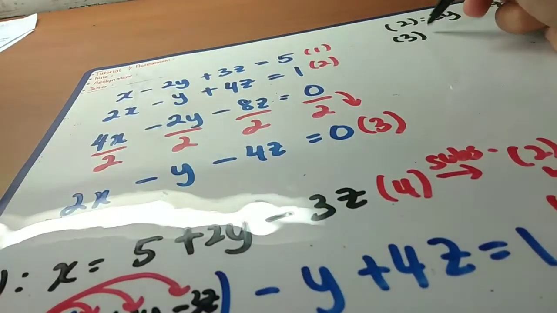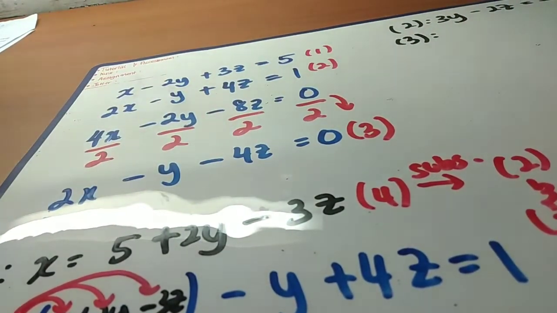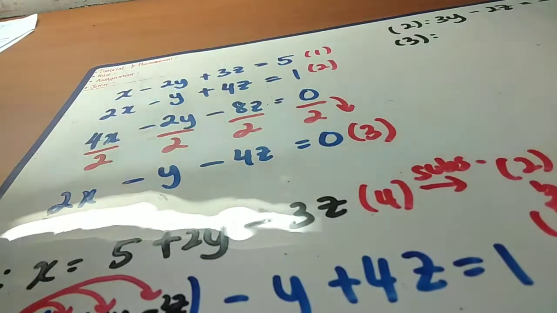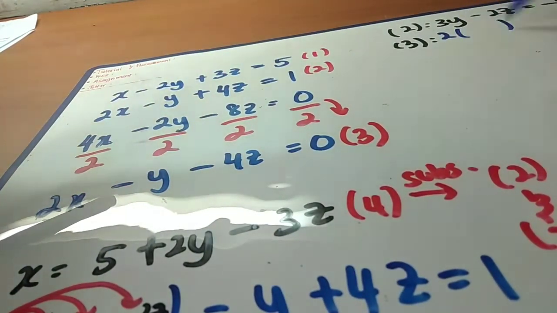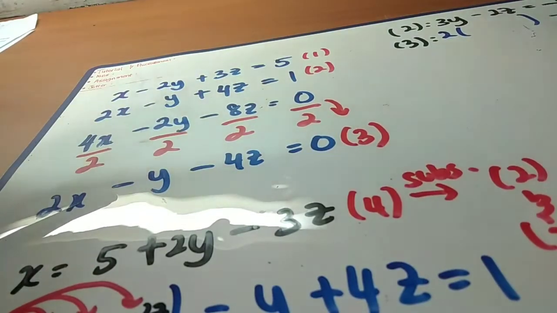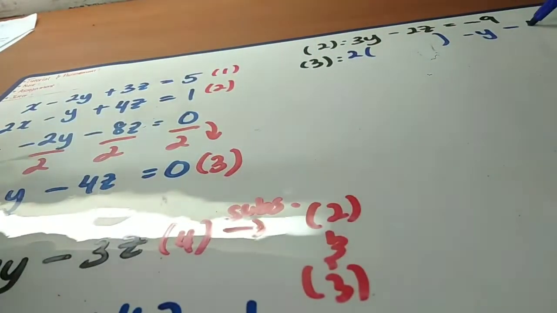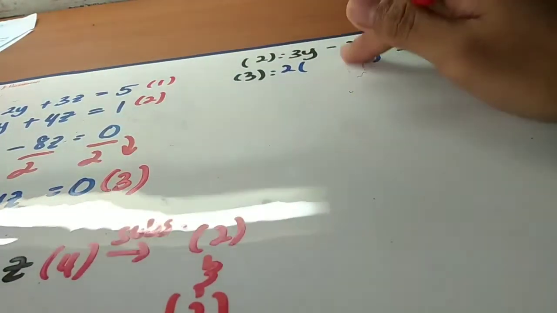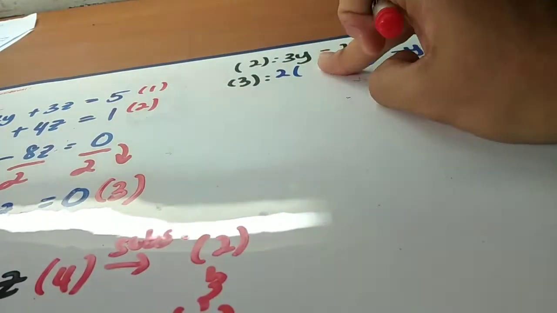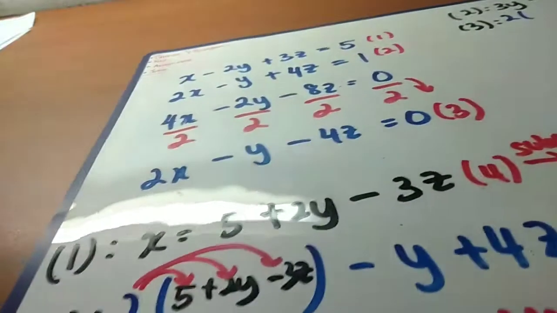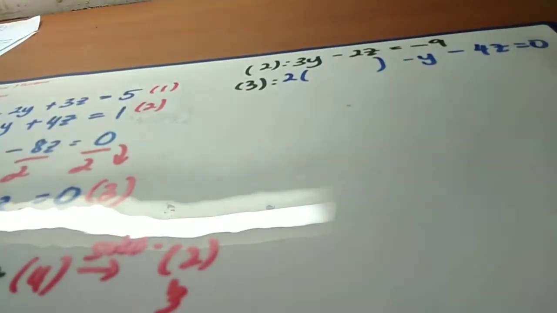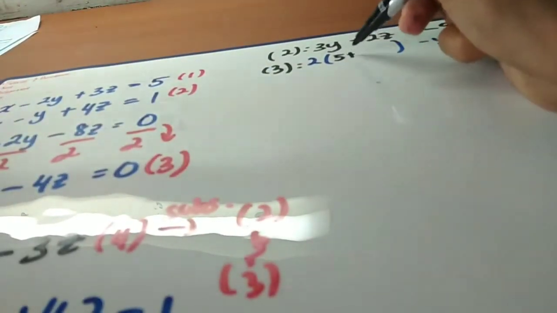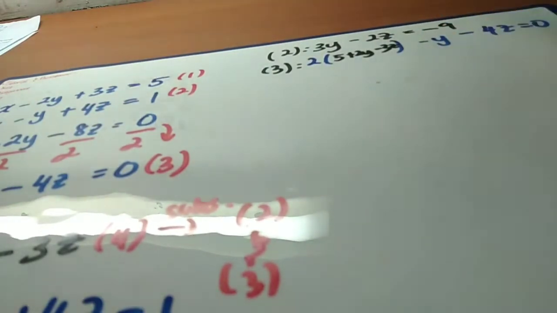Okay, for equation 3, you have that equation 3. So we have what? 2, minus y minus 4z equals to 0. Suppose this is x here, but x is nothing but just what? X is 5 plus 2y minus 3z. So I just fill in the x. X is just 5 plus 2y minus 3z, like that.